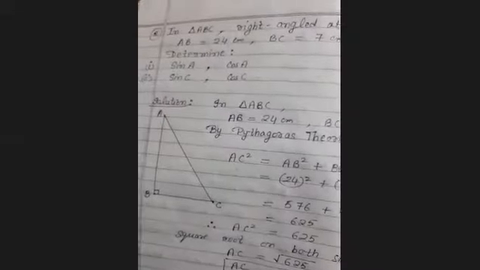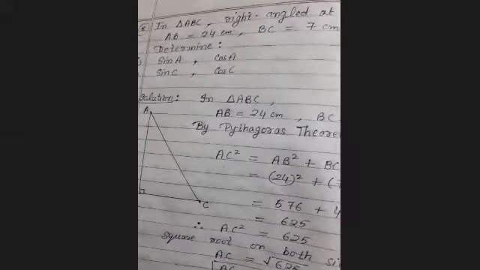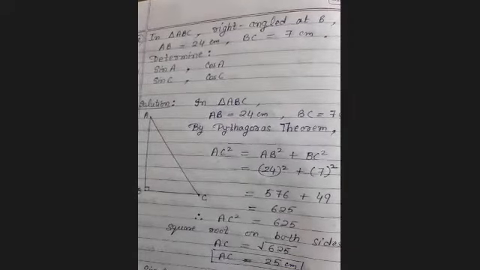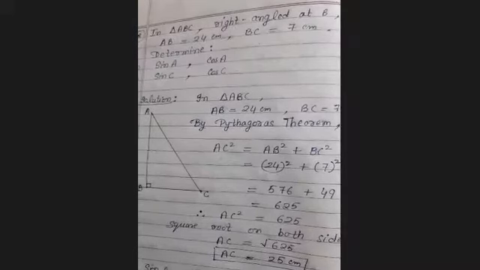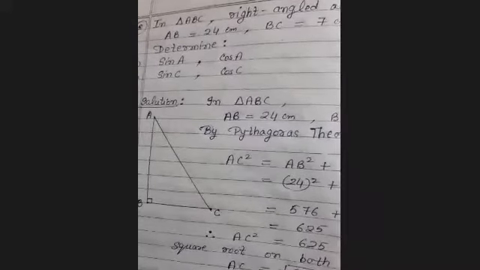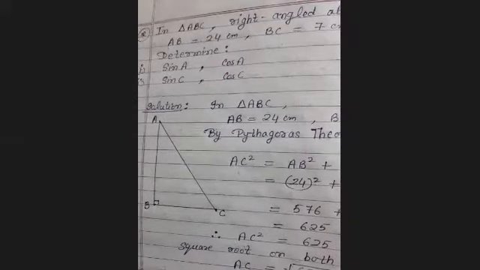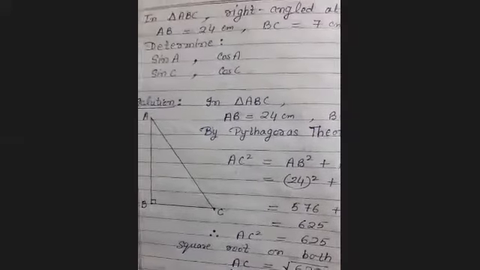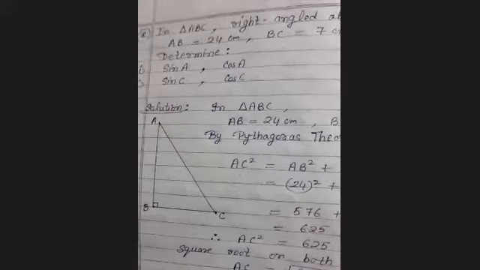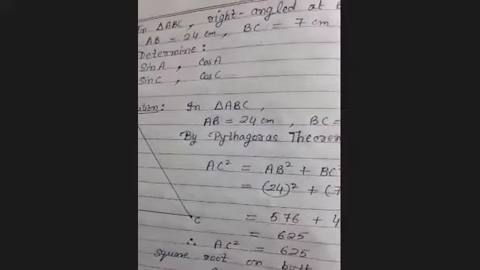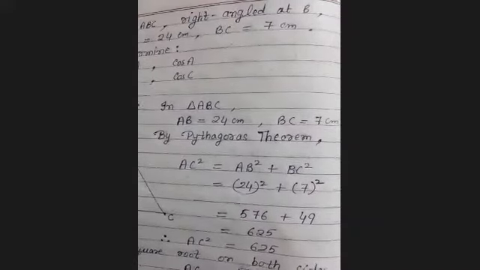And the question is, in triangle ABC, which is right angled at B, AB is 24 centimeter and BC is 7 centimeter, then we have to find out sine A, cos A, sine C, cos C. Whatever we have to find out, we require all the three sides of the triangle. Here, two sides are given to you, AB 24 centimeter and BC 7 centimeter.